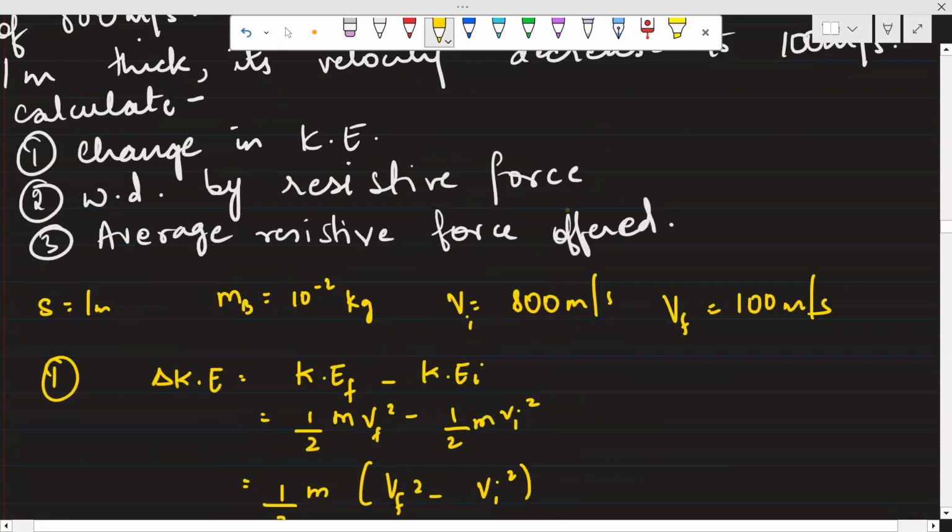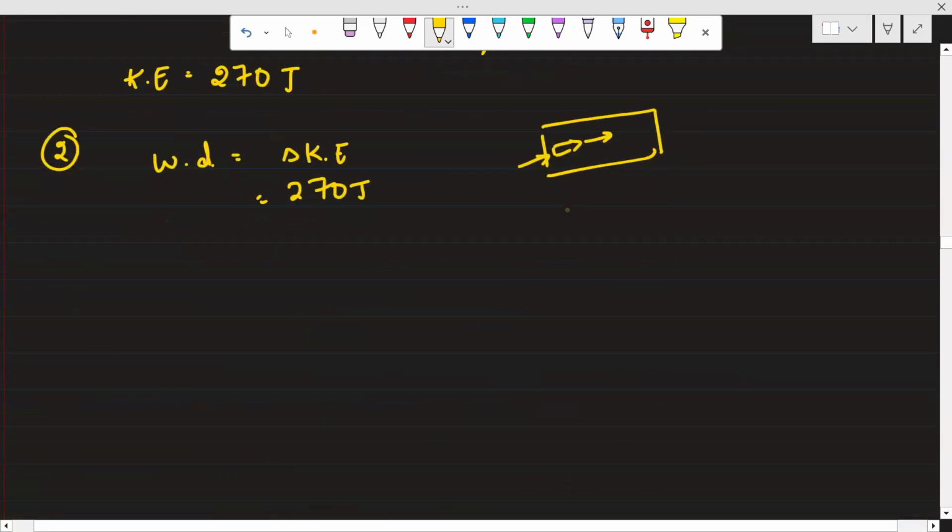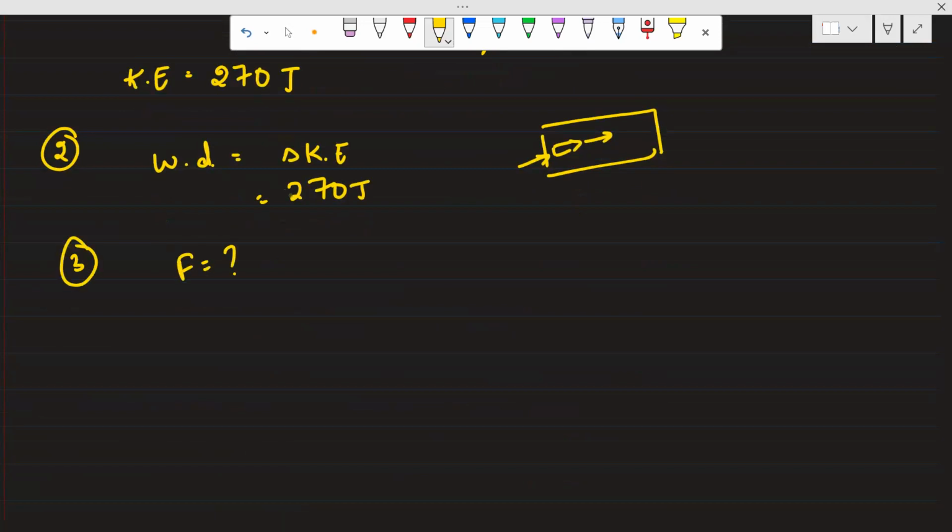The third part says average resistive force offered. So now you have to calculate the force. What is the value of the force? Work done is given. Work done is 270 joules and displacement is 1 meter. So force will be equal to, yes, Neha?